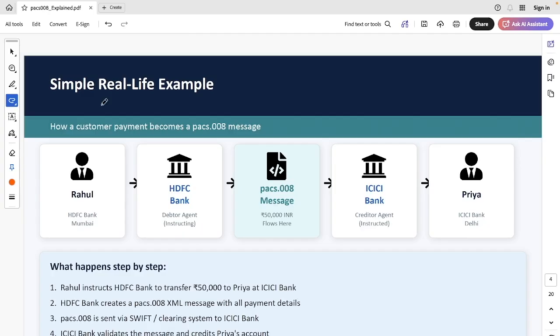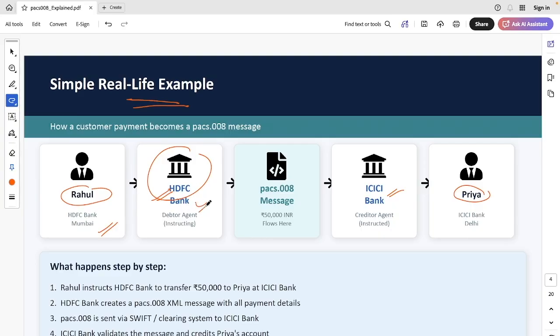Let's understand pacs.008 using a very simple banking example. So imagine we have a character named Rahul. So Rahul has an account with HDFC Bank in Mumbai. He wants to send 50,000 rupees to Priya, who has an account with ICICI Bank in Delhi. From Rahul's point of view, this is very simple. He enters Priya's account details, amount, and purpose, and clicks the submit button. But from the banking system's point of view, many things actually happen in the backend.